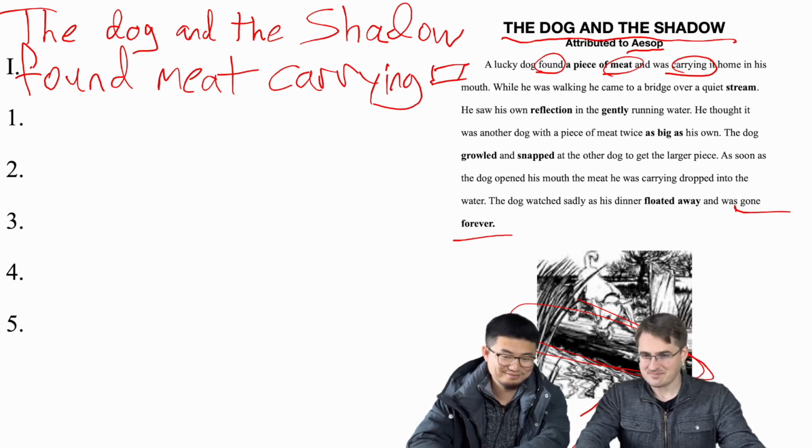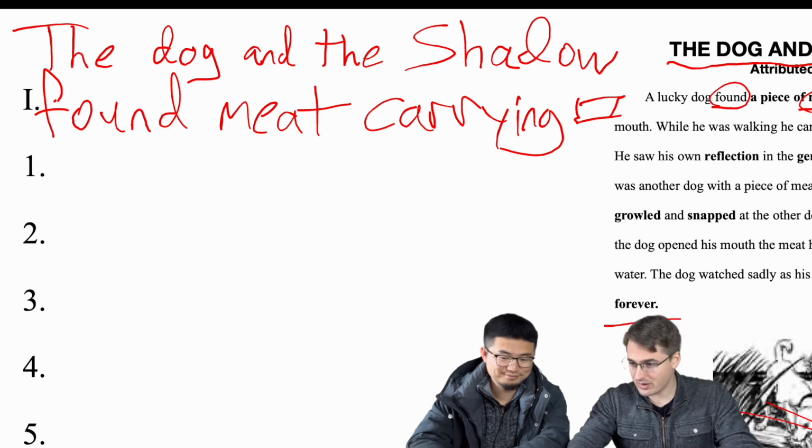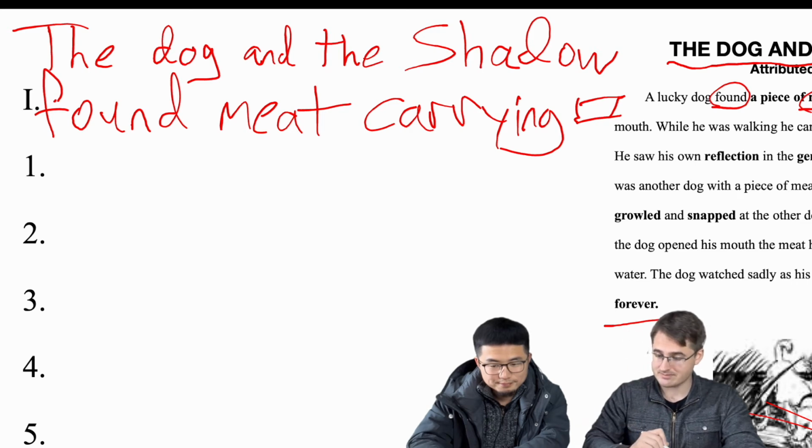Okay. Now I need help. I'm going to call on some new friends from our class to help us. So first sentence, while he was walking, he came to a bridge over a quiet stream. Tina, could you help us choose 3 key words here?